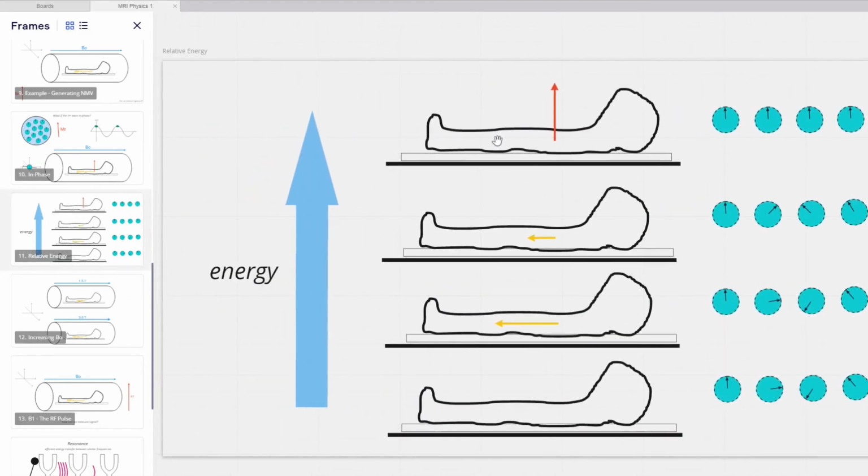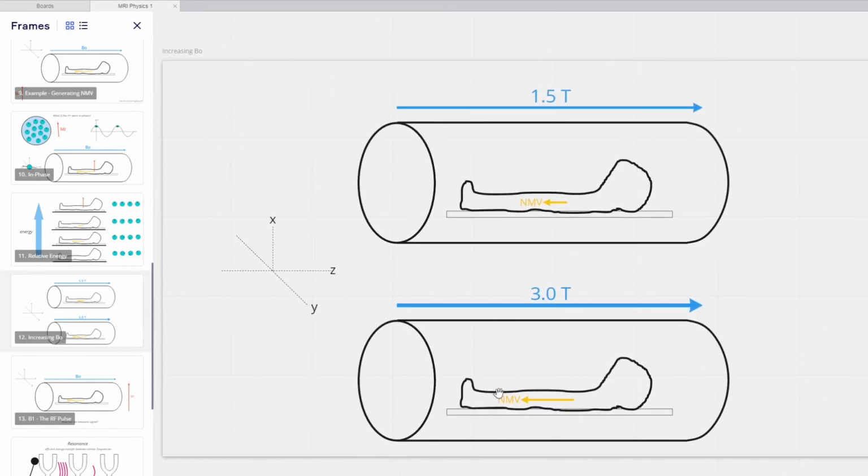But this is not how we get to our goal, which is transverse magnetization. Basically, if we just kept increasing the strength of the magnetic field, we would kill the patient or cook them long before we got to the point where we had transverse magnetization. So just increasing the external field is not the way to go.